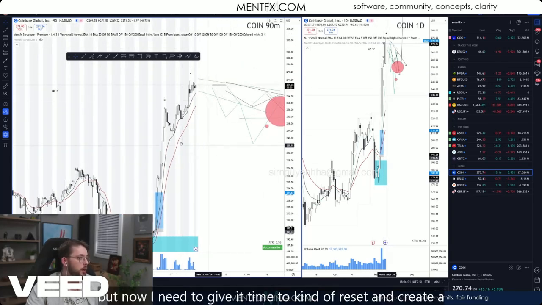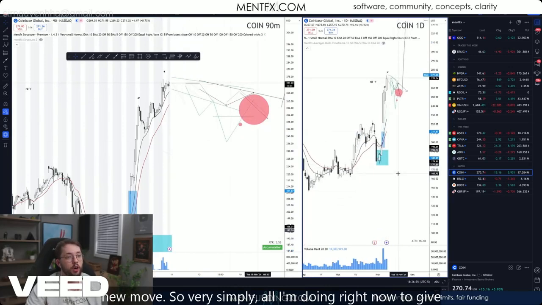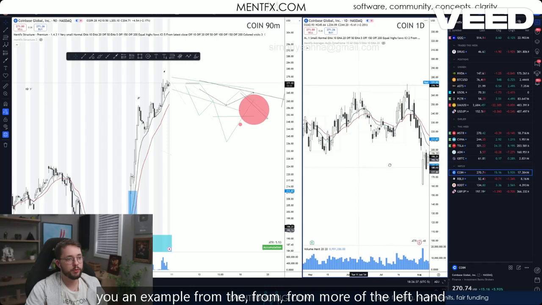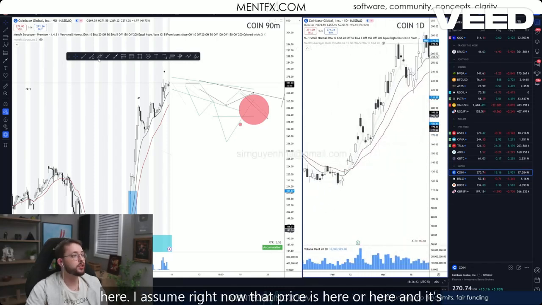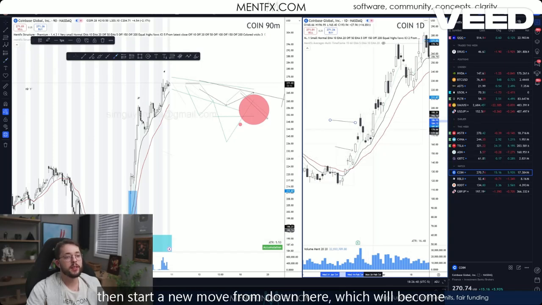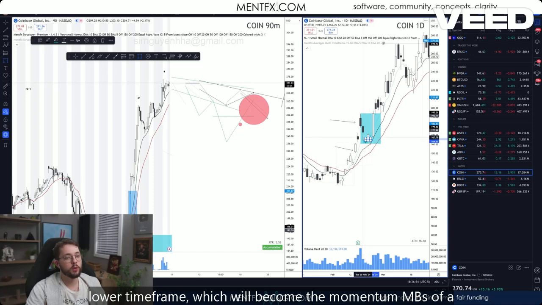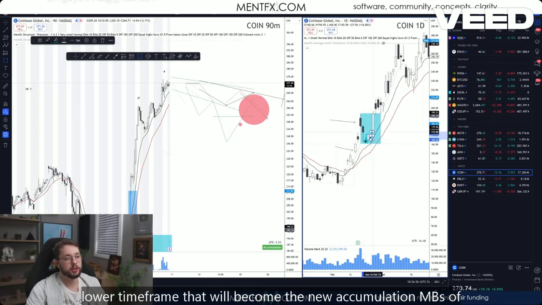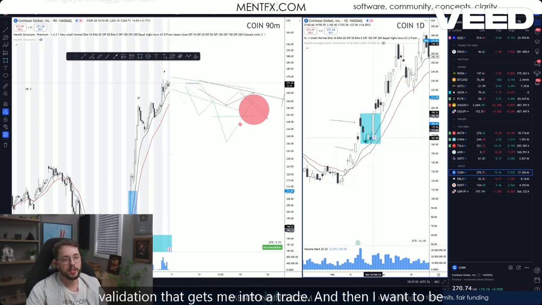I see it's gone, but now I need to give it time to kind of reset and create a new move. So very simply, all I'm doing right now, to give you an example from more the left-hand side of the chart, is I'm waiting for this to happen right here. I assume right now that price is here or here in its delivery, and I simply want to see it go sideways a bit and then start a new move from down here, which will become what? This momentum MB will become the accumulation MBs of a lower time frame, which will become the momentum MBs of a lower time frame that will become the new accumulation MBs of an even lower time frame. And that will be the demand validation that gets me into a trade.